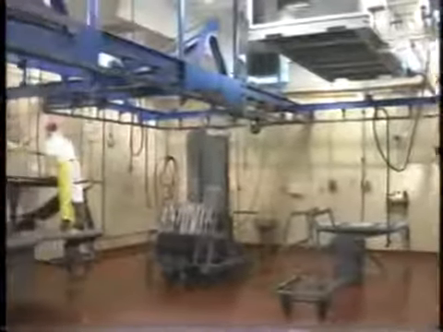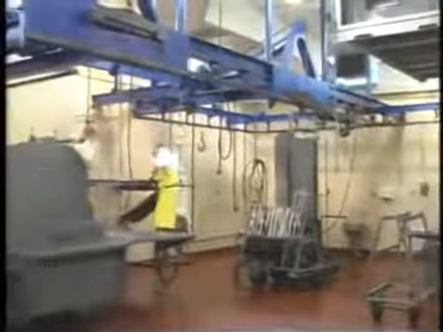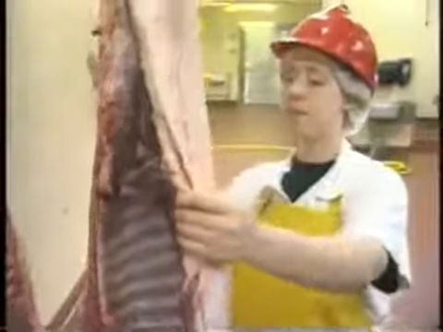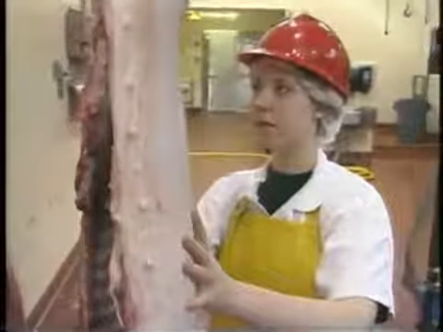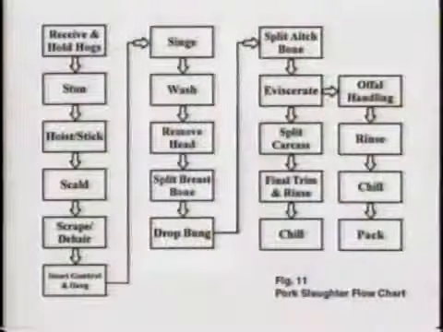Through hazard analysis, this very small establishment, the OSU Meat Lab, has identified the final trim step as a critical control point for a biological hazard in their pork slaughter HACCP plan. Pause tape here to find Figure 11 in accompanying manual.